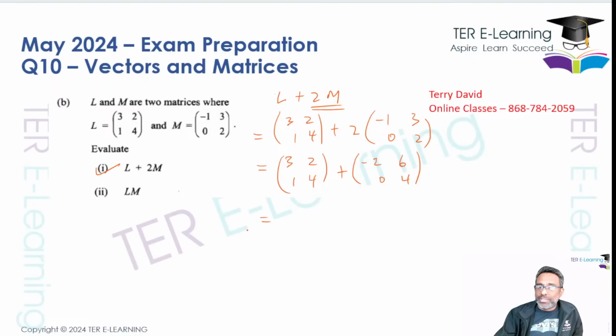That's a scalar multiplication. Next thing we're going to do, we're going to add these two matrices. So we're going to add corresponding elements. 3 plus minus 2, you're going to get 1. 2 plus 6, you're going to get 8. 1 plus 0, you're going to get 1. And then 4 plus 4, you're going to get 8. So this here represents my matrix L plus 2M.